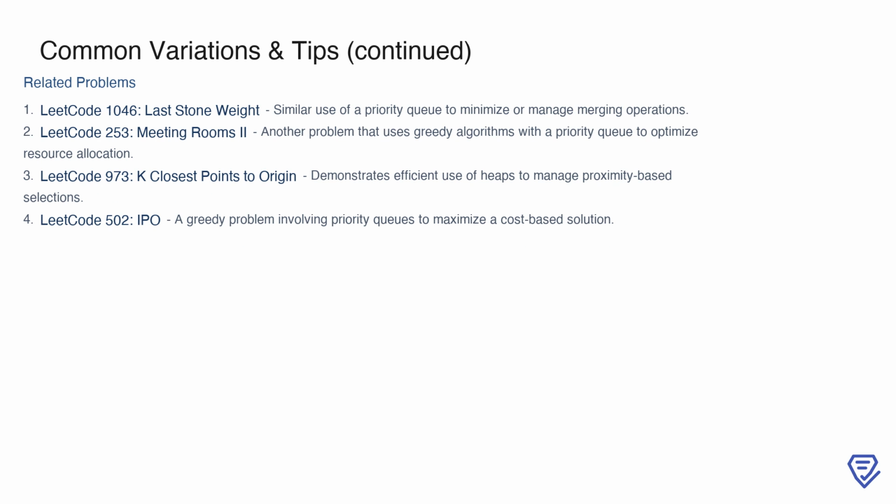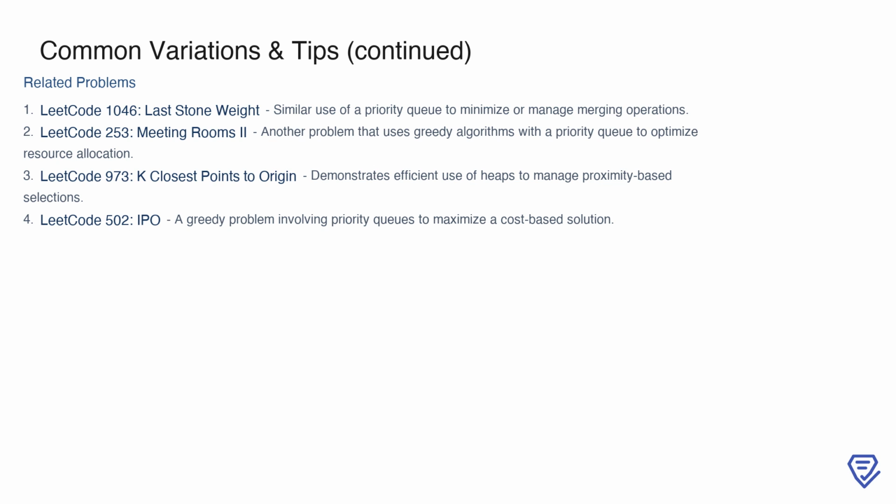There are several related problems that share similarities with this one. For example, LeetCode 1046, Last Stone Weight, uses a priority queue in a similar way to manage and minimize merging operations, making it a good practice problem. LeetCode 253, Meeting Rooms II, is another example that leverages greedy algorithms with a priority queue, but in the context of optimizing resource allocation. Additionally, LeetCode 973, K Closest Points to Origin, provides insight into using heaps efficiently for proximity-based selections.